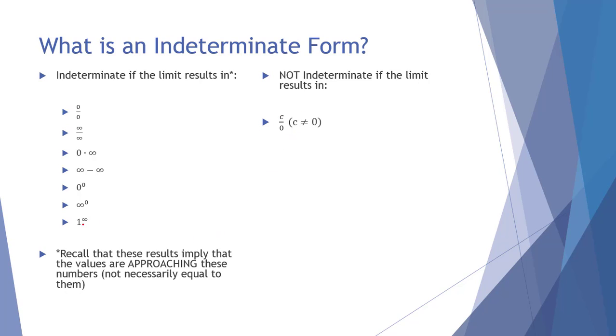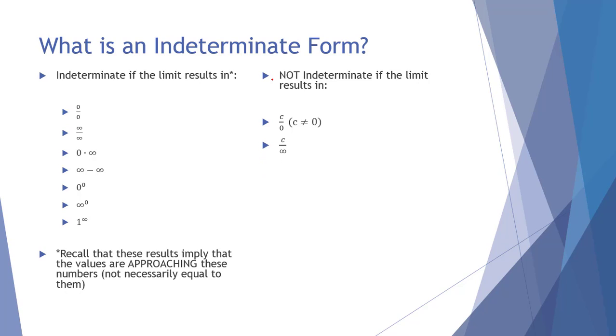But remember, and this is where this asterisk thing comes in, this doesn't actually equal 0. It's something approaching 0. You have a constant divided by something getting infinitely small, which overall makes your fraction get infinitely large. We understand that. We know what the result is. It's an infinity or it's a negative infinity. It's not indeterminate at that point.